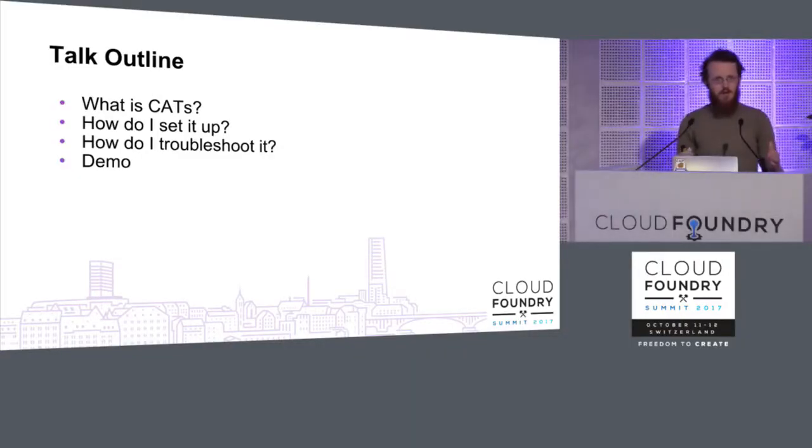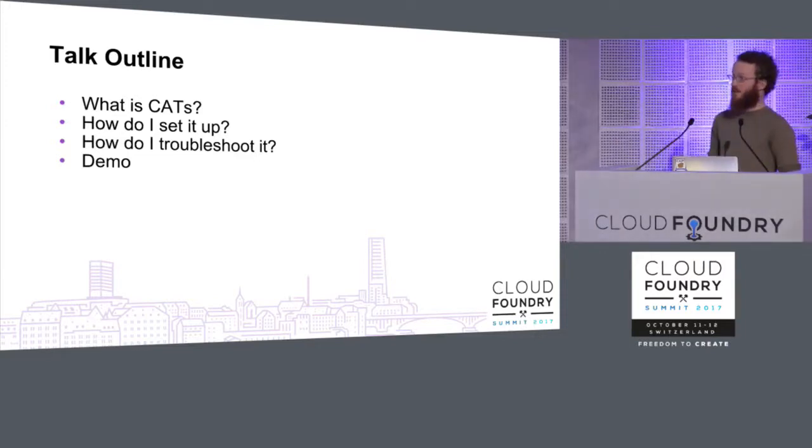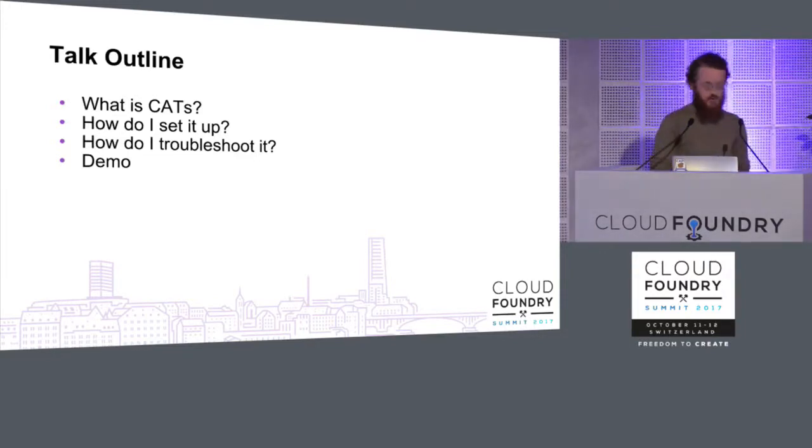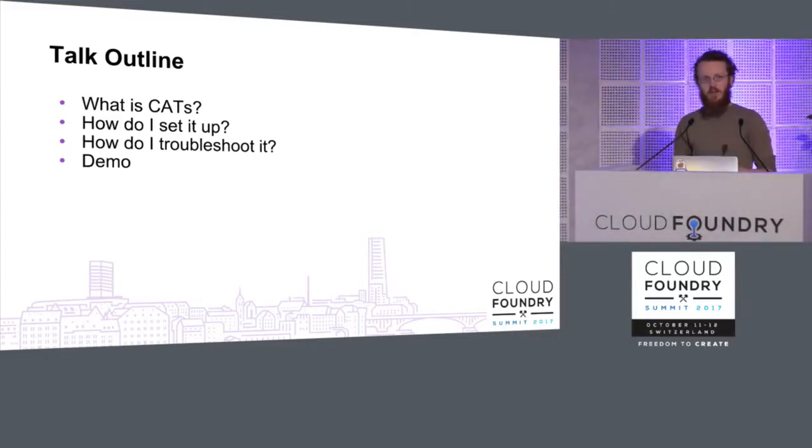So to give a high-level overview of the talk, we're going to start out with a summary of what CATS is, what it is intended to do, and what it is not intended to do. Then my colleague Mike Chu is going to get into a bit of the nuts and bolts about how to set it up, how to troubleshoot your CATS when they go wrong. And then finally, we're going to finish with a short demo where we're going to take a pull request that was actually contributed to the Cloud Controller, and we are going to step through running CATS for that pull request and how you would use them to validate it.